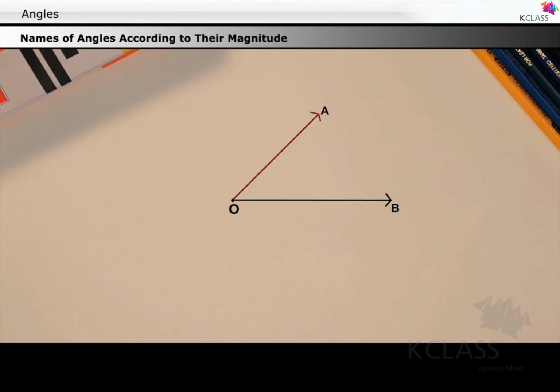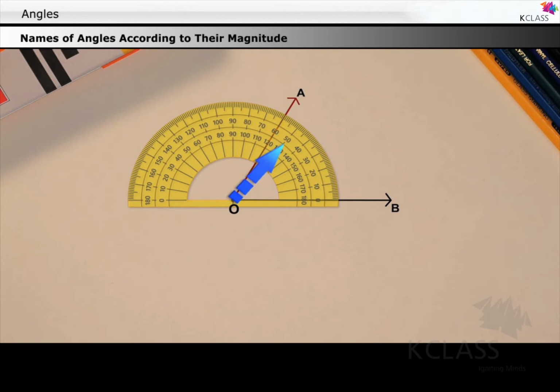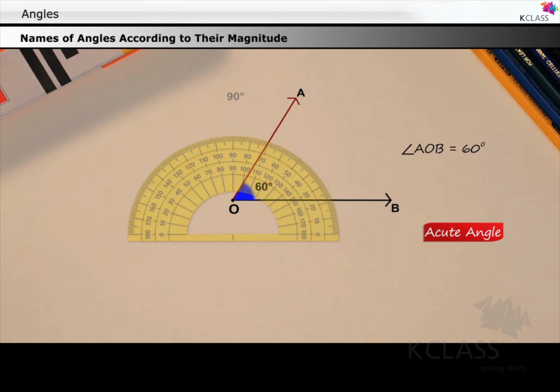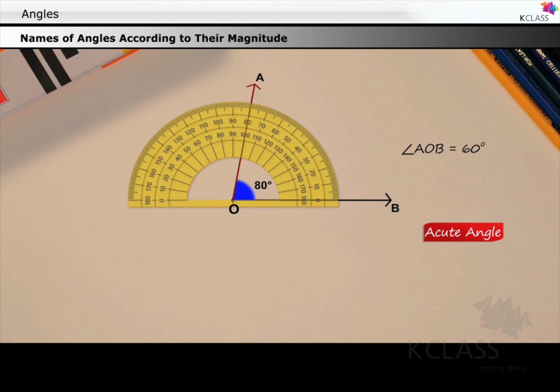Now look at this position of OA. An angle is formed. Let's measure it using a protractor. Angle AOB measures 60 degrees on the protractor. An angle less than 90 degrees is called an acute angle. Here angle AOB is 60 degrees and so it is an acute angle. And so are these. Take a look.